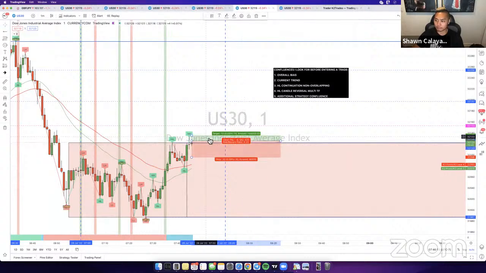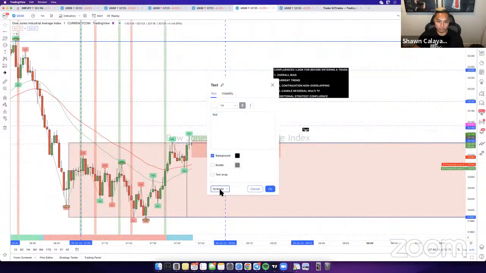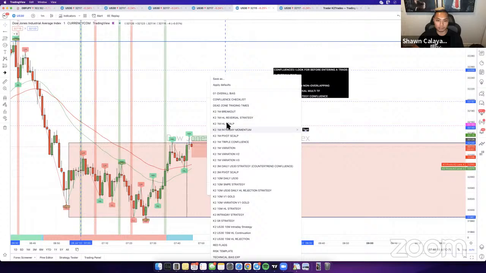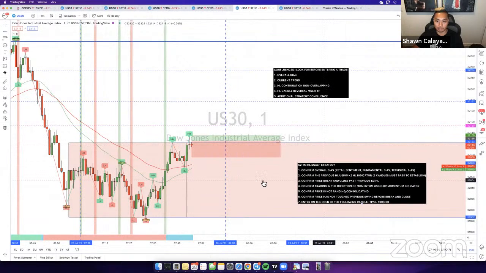MJ said pending signal. No, for the high-low scalp strategy, it's a continuation, MJ. So you're actually trading with the direction of momentum. That's one of the differences between the strategies. This is why this can be used in conjunction with a variation. So for this one, you want to confirm you're trading in the direction of momentum. It's a continuation after the reversal has happened.